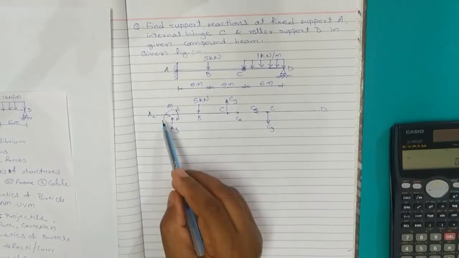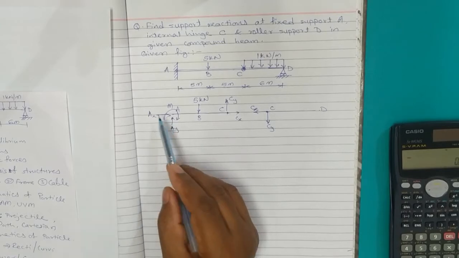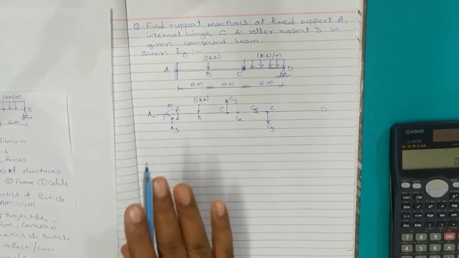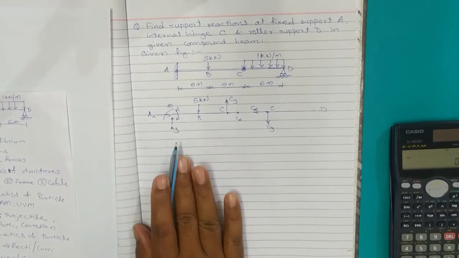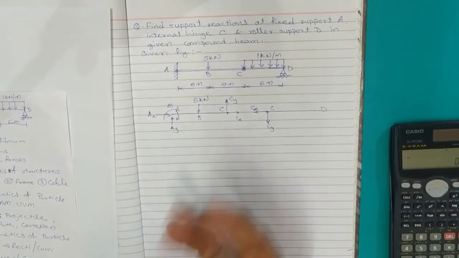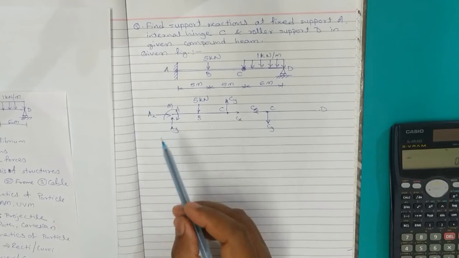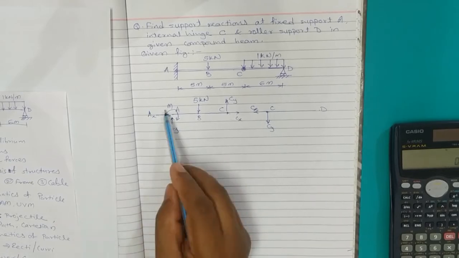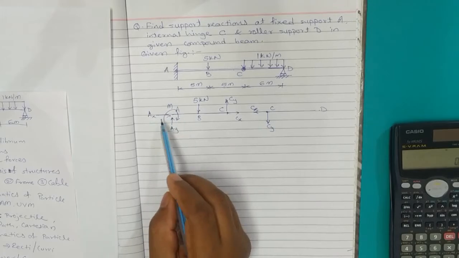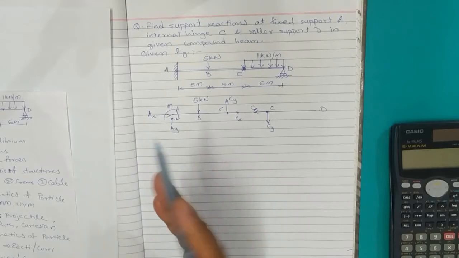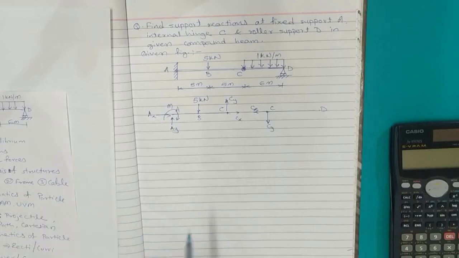We know that Ax, Ay, and moment, all these directions and the rotational sense, whatever we have shown in the diagram, are the assumed directions and the assumed rotational sense. We are not sure about these directions. Once we analyze the given beam and calculate these values, if the answers are positive, we will say these assumed directions of the components and the rotational sense are correct. If we get any answer negative, we will take exactly the opposite rotational sense or the opposite direction.